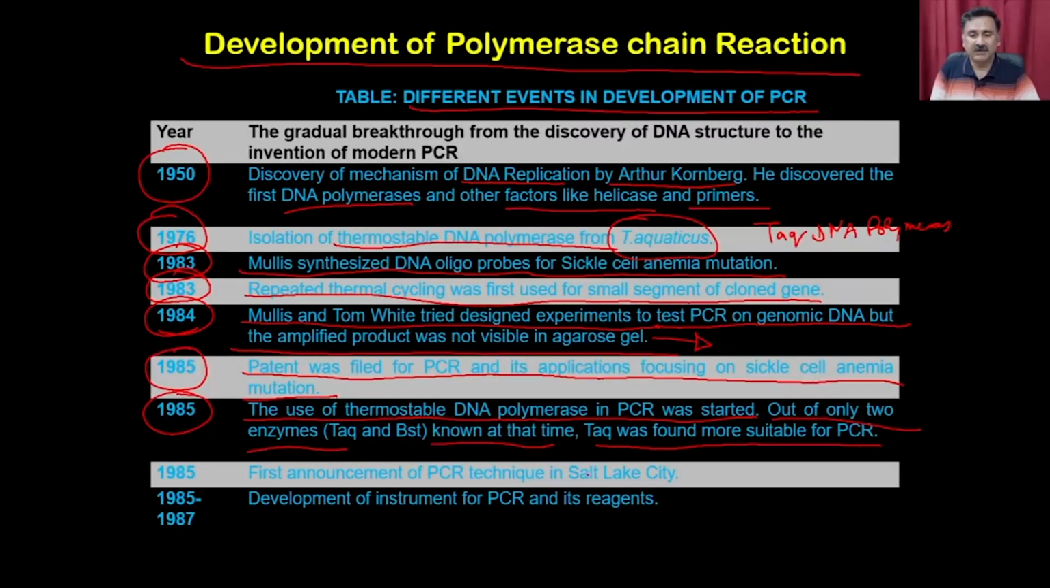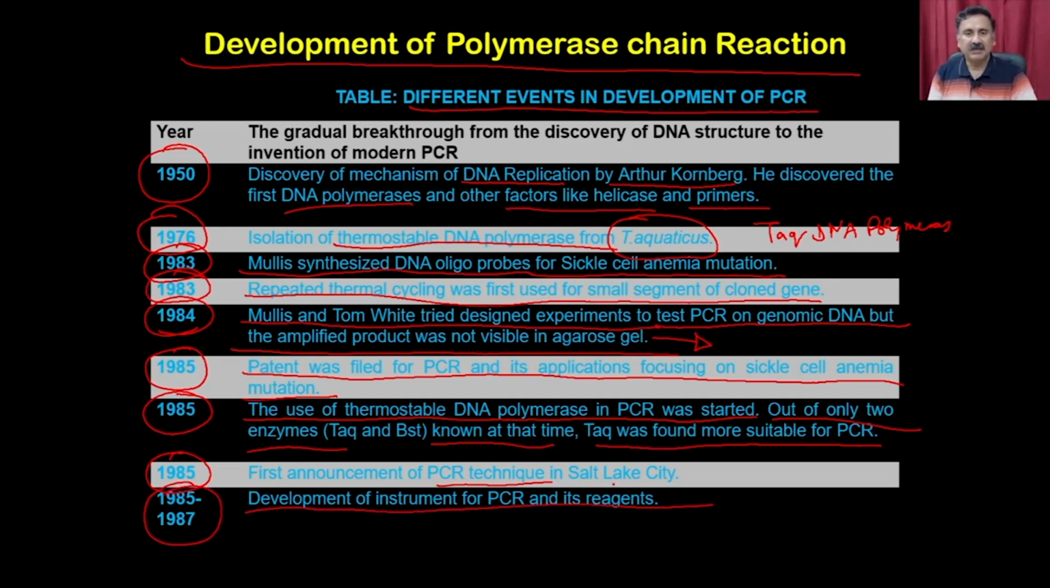So that's how you have to keep adding the enzyme every reaction, every cycle. So when people discovered the Taq DNA polymerase, that problem was overcome. Then in the year 1985, the PCR technique was discovered. And then in the years 1985 to 87, people also discovered the thermal cyclers.